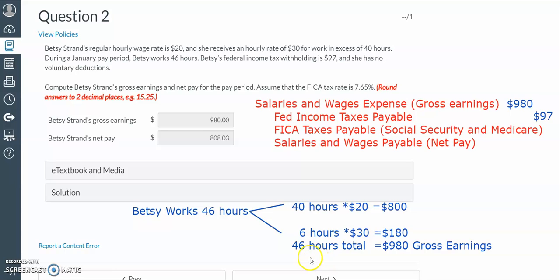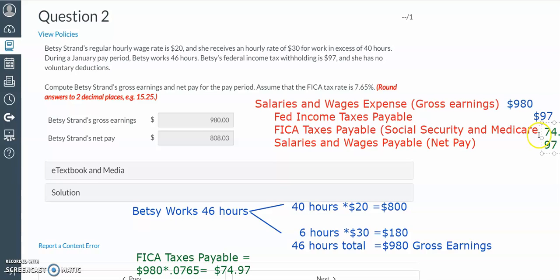So now we need to determine the FICA taxes payable. So we can do this by taking the 980 times 0.0765 because we look at our FICA rate. So this is 74.97. And then for our FICA taxes payable, I'm going to include in our 74.97.